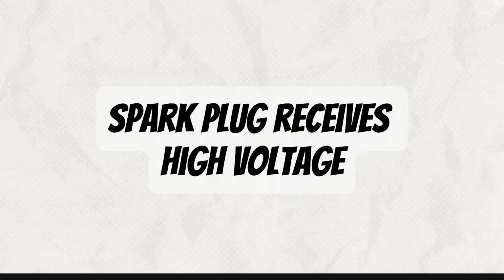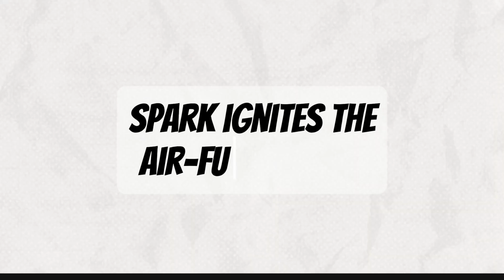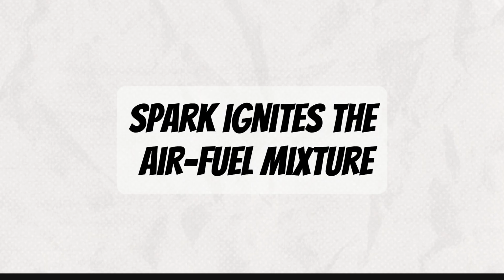Step 4. Spark plug receives high voltage. The spark plug gets a strong electric current from the coil or distributor. This creates a spark at the tip of the spark plug. Step 5. Spark ignites the air-fuel mixture. The spark occurs inside the engine's combustion chamber, where it ignites the compressed air and fuel mixture.